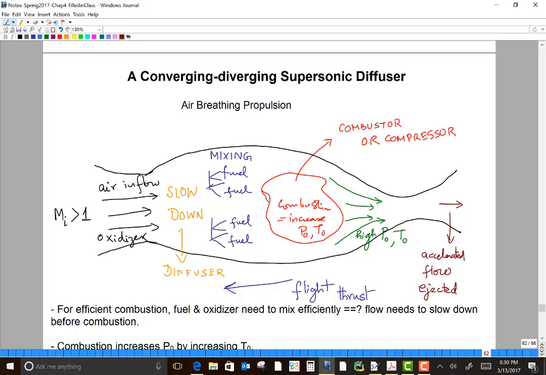So the supersonic diffuser tries to slow down the flow efficiently without losing much of the energy, and then you allow the combustion process to happen, increasing the energy content in the flow. Then you push it back through a converging and diverging nozzle like this and accelerate the flow, and you have a higher Mach number at this exit plane, much greater than the inlet Mach number. This means higher momentum fluid is thrown out, so thrust is generated. That is the essential idea of a converging-diverging supersonic diffuser.